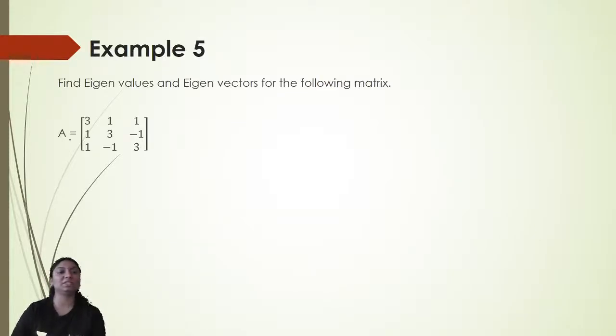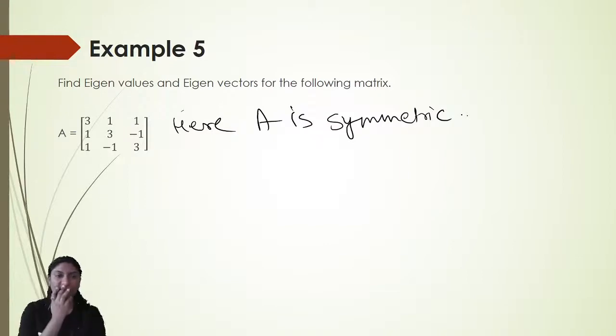Now this is our symmetric matrix. Here A is symmetric. Why? Because row entry and column entry are the same: 3 1 1, 1 3 minus 1, 1 minus 1 3. Once we know A is a symmetric matrix, the first step is to calculate the characteristic equation and eigenvalues.